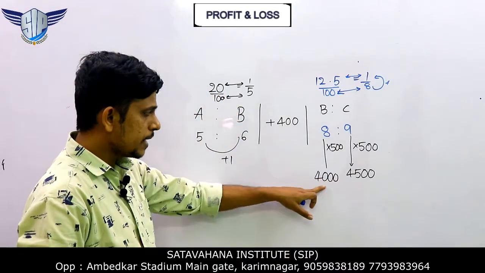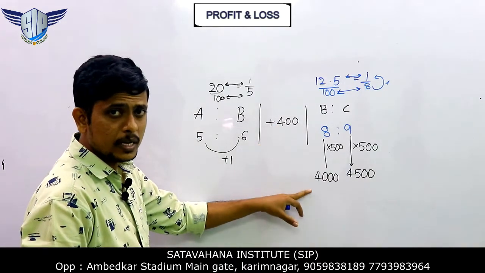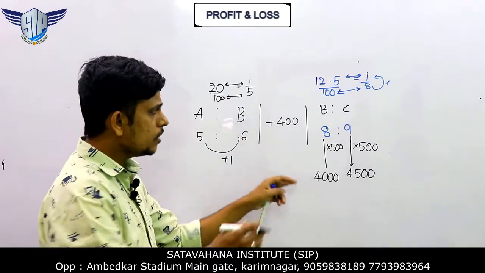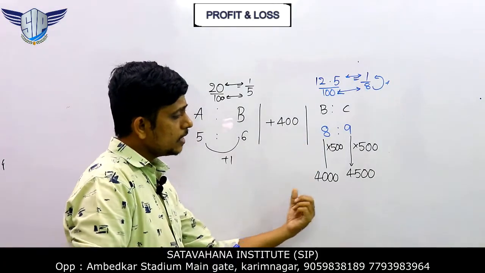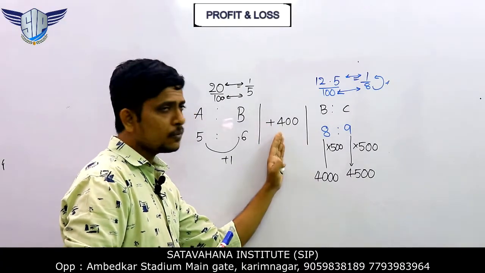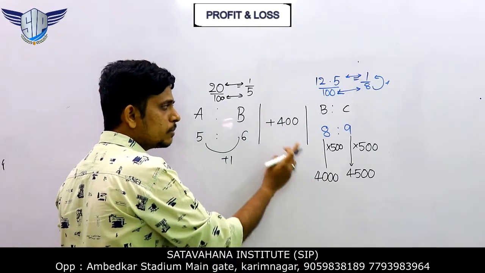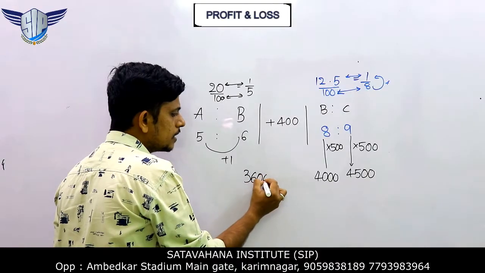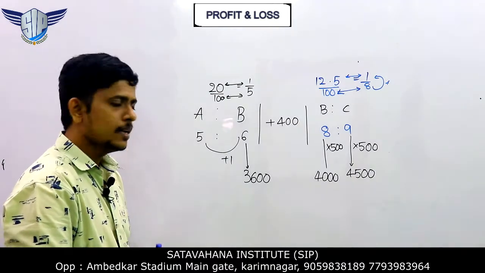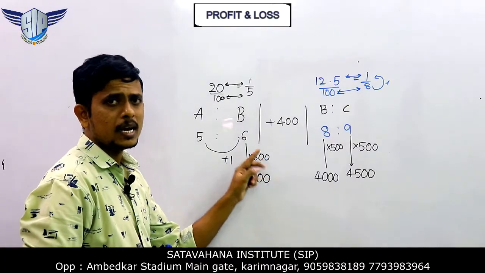Okay, up to this point it is very clear, but in this 4,000 already 400 rupees is included, because B spent 400 rupees on repair. Therefore, excluding this 400, if we go in the backward direction, 4,000 minus 400 becomes 3,600. Here the 6 parts value becomes 3,600 rupees. That means 6 into 600 is 3,600, so the 1 part value becomes 600 rupees.